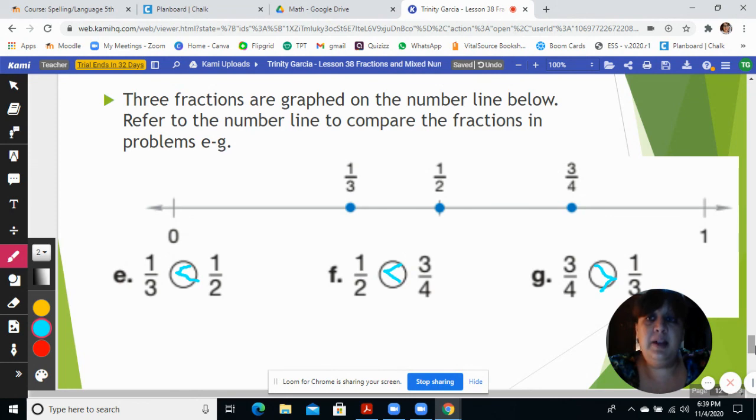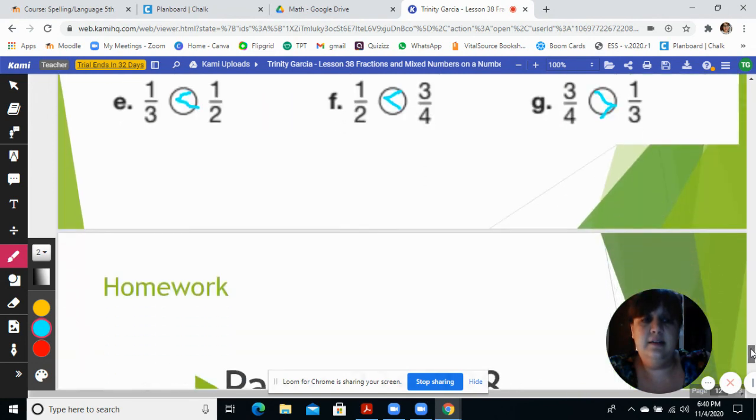Now, lots of people have a hard time determining which fractions are greater than or less than when they just hear them. But when you plot them out on a number line, it makes it easier to figure out which is greater and which is less. Okay, so if you're having a hard time figuring it out, then you can use this number line trick to help you figure out which is greater and which is less.